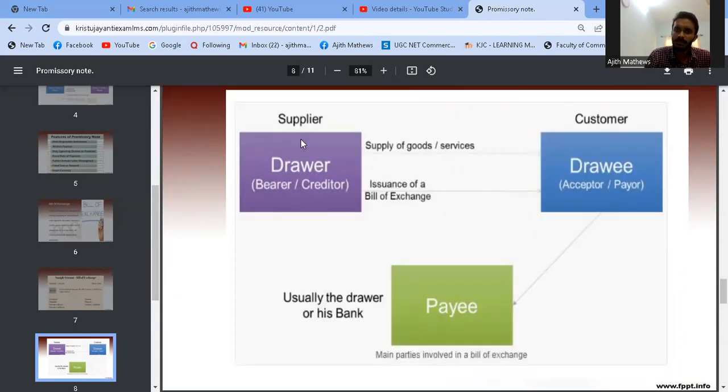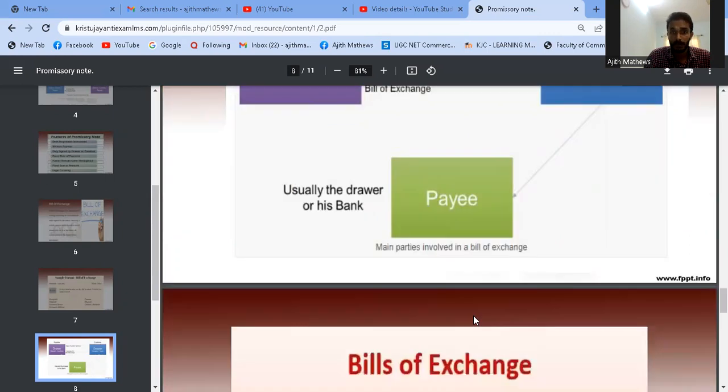And the supplier may mention the name of any third party in the bill of exchange to whom the money has to be paid by the drawee. Usually, the payee may be the bank also. You may have heard of the bill discounting concept and all. So sometimes the payee may be a bank or any other party which is suggested by the supplier. So there are three parties in a bill of exchange. First one is the drawer, second is the drawee, and next one is the payee.